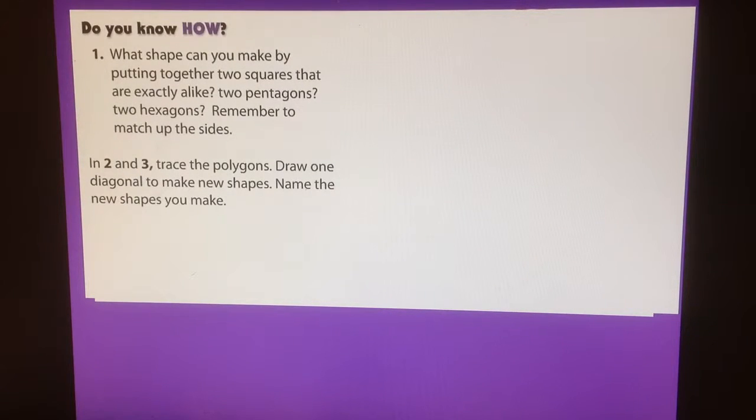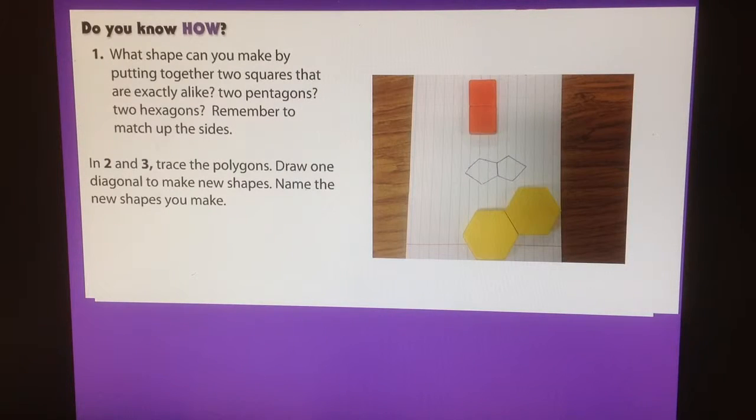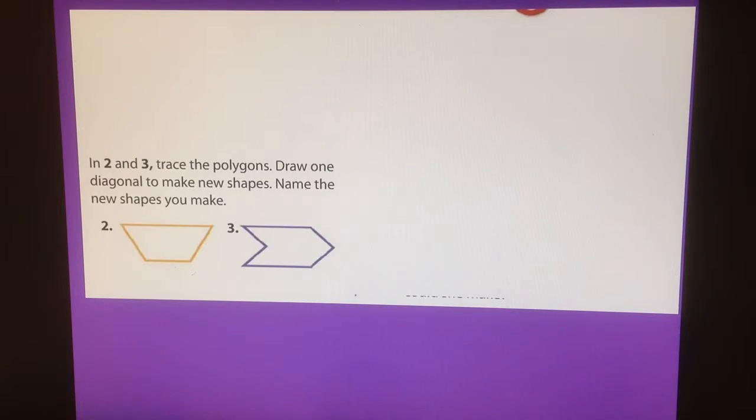Okay, what shape can you make by putting together 2 squares that are exactly alike? 2 pentagons, 2 hexagons. Remember to match up the sides. That's what I thought of. And I had to draw the pentagon since we don't have one of those for tangrams. And then in question 2 and 3, trace the polygons. Draw 1 diagonal to make new shapes, and then name the new shapes you make.